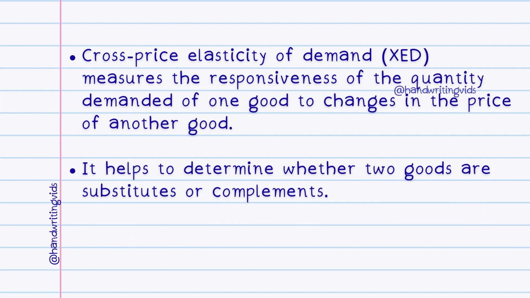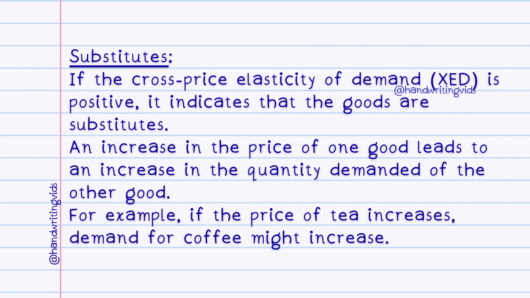Cross-price elasticity of demand measures the responsiveness of the quantity demanded of one good to changes in the price of another good. It helps to determine whether two goods are substitutes or complements. Substitutes: if the cross-price elasticity of demand is positive, the goods are substitutes. An increase in the price of one good leads to an increase in the quantity demanded of the other good. For example, if the price of tea increases, demand for coffee might increase.